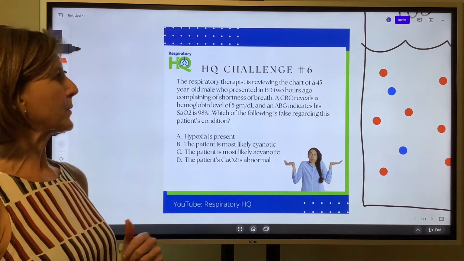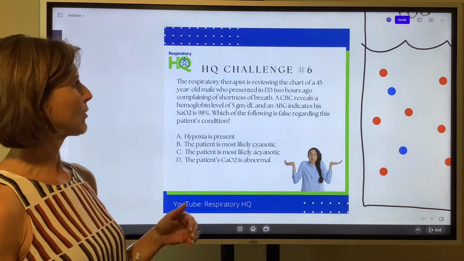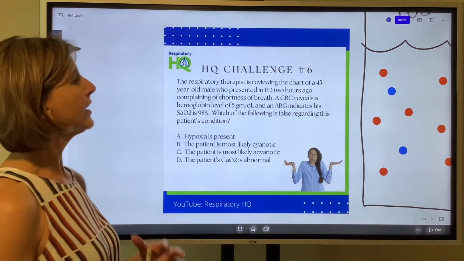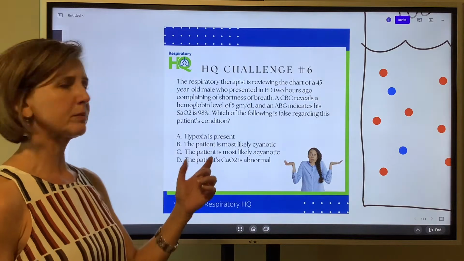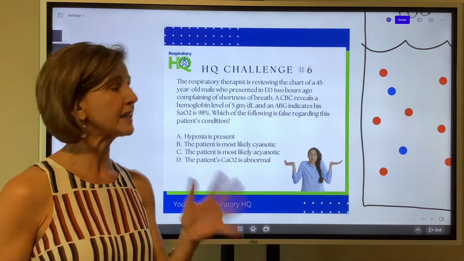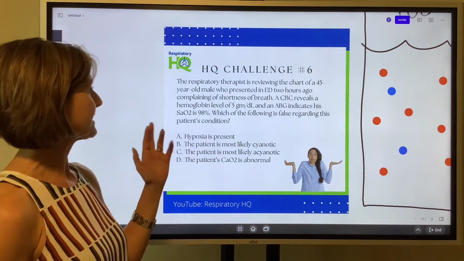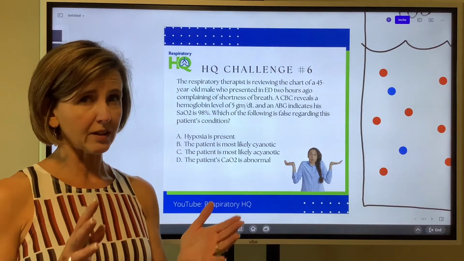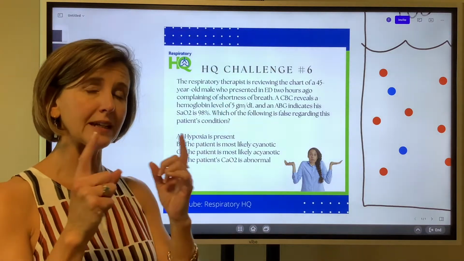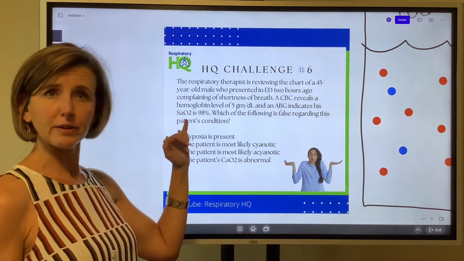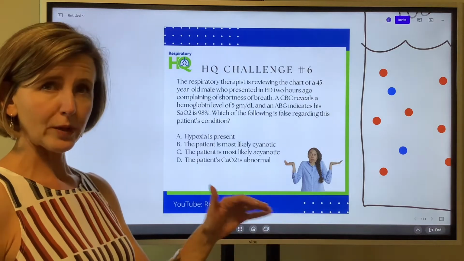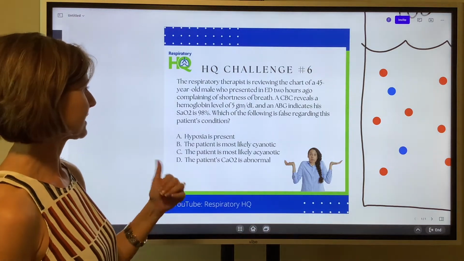So a respiratory therapist is reviewing the chart of a 45-year-old male who presented in the ED 2 hours ago complaining of shortness of breath. You get a CBC, the hemoglobin level is 5, okay, they're anemic. And an ABG indicates his SATs are 98. So he's anemic, doesn't have a lot of hemoglobin, but the hemoglobin he does have is saturated at 98%. Which of the following is false regarding this patient's condition?